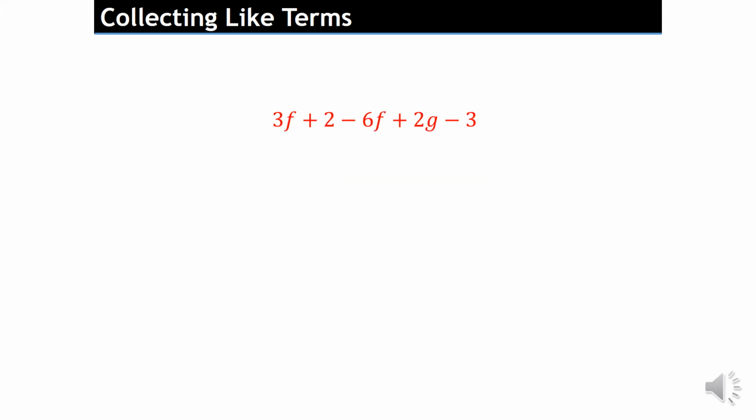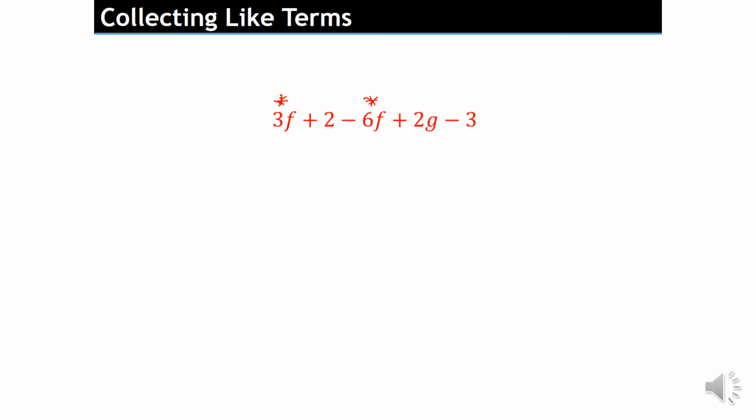Okay, now quite a tough one. So we've got 3f plus 2 minus 6f plus 2g minus 3. So wow, this looks a lot harder. However, the idea is very much the same. So what we need to do first is identify the like terms. So let's start off just with the f ones.